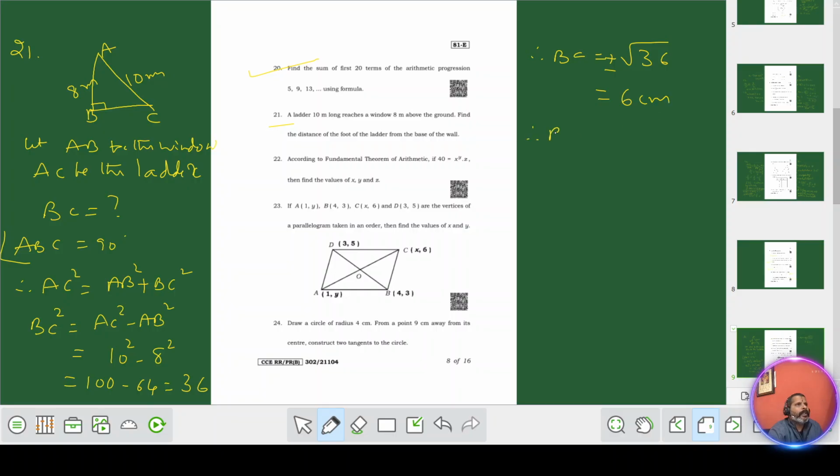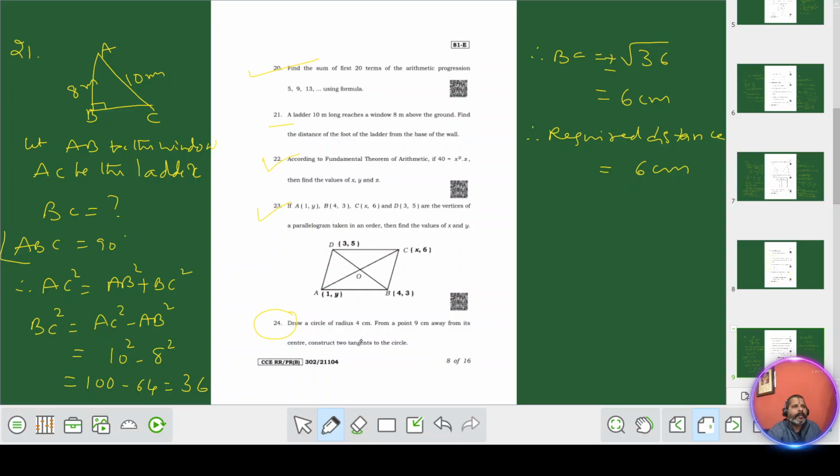Therefore, required distance is equal to 6 centimeter. Okay, it's very simple, straightforward. Just you have to know how to draw the figure. Then 22, it's again a repeated one. 23rd is repeated.